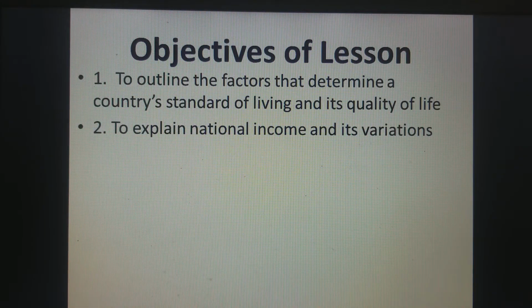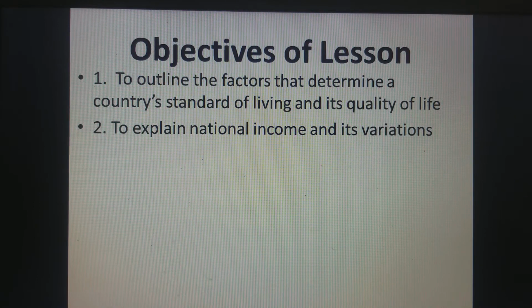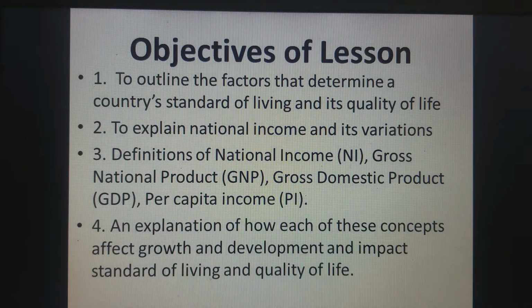Our objectives are: one, to outline the factors that determine a country's standard of living and its quality of life. We also want to look at an explanation of the national income and its variations. We want to define national income, gross national product, gross domestic product, and of course, per capita income. And finally, we'd like to explain how these concepts affect growth and development and how they impact standard of living and quality of life.